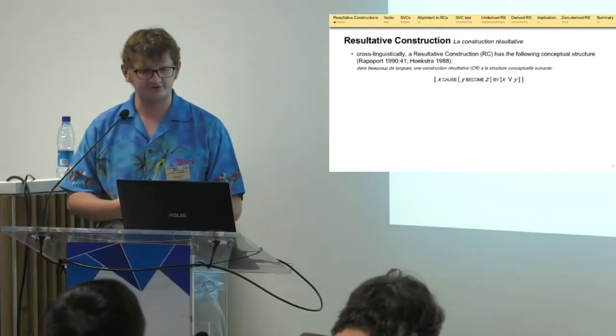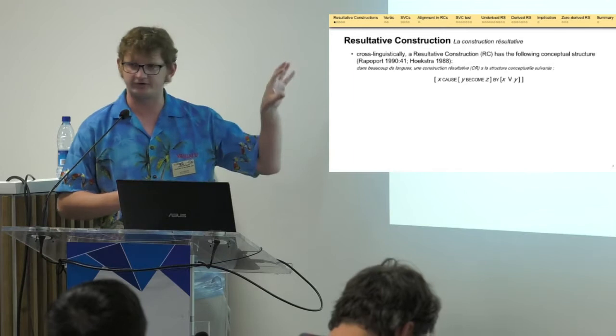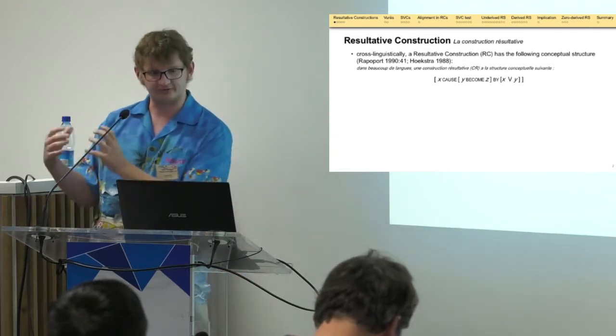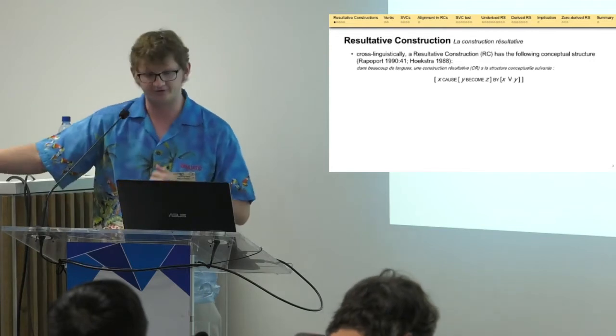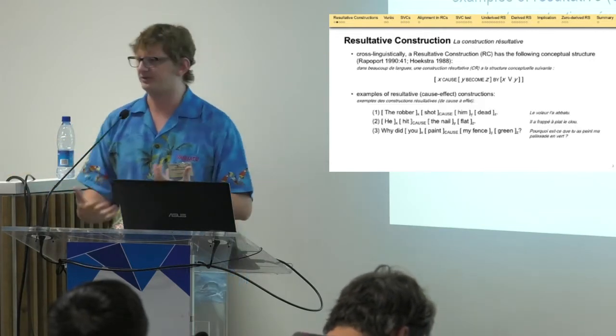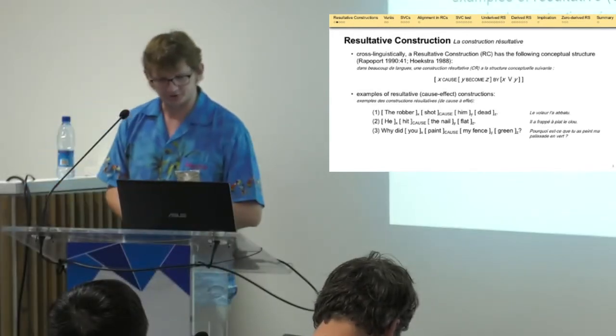So resultative constructions, well, you can say cross-linguistically, they have to have the following conceptual structure. You need to have something that causes something else to become something else. So I use X, Y, and Z here. And it's a lot better with examples, of course. So something like: the robber shot him dead.